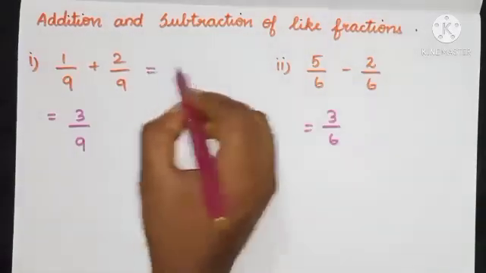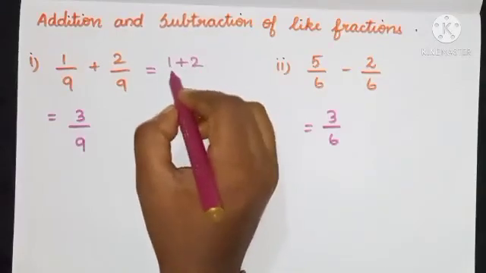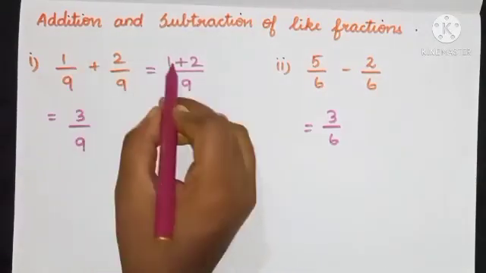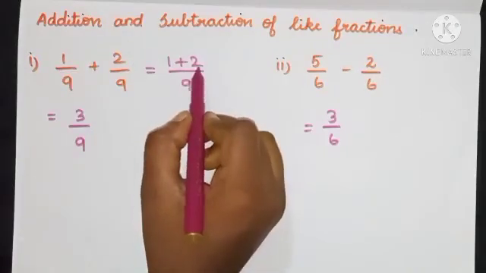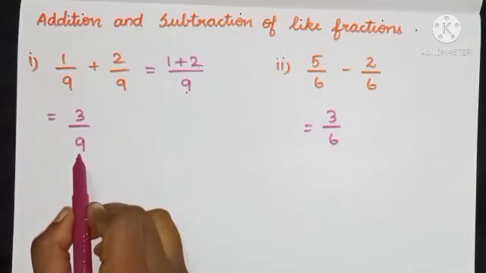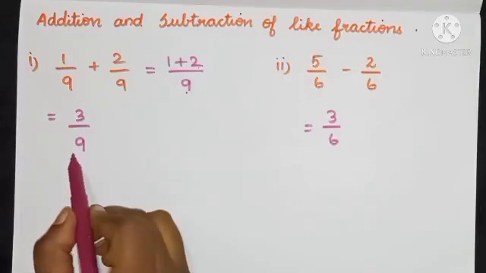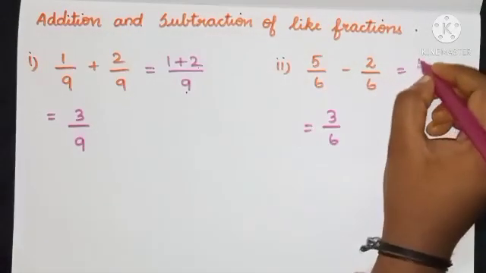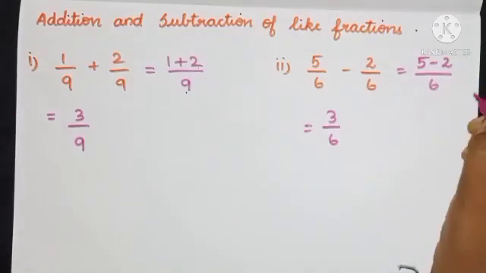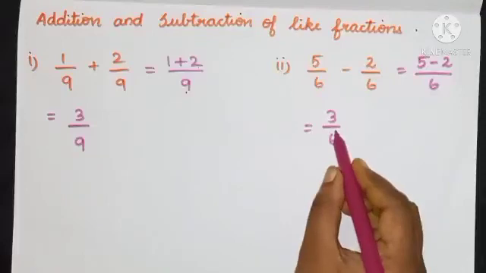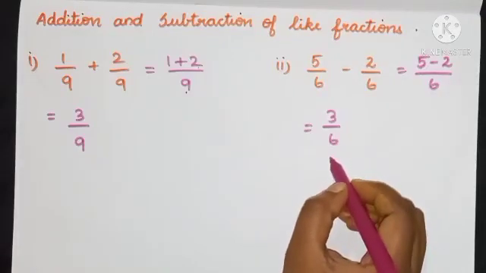Students, first you have to add the numerator values alone. Here the numerator values are 1 and 2. That is 1 plus 2 divided by 9. 1 plus 2 is 3 and the denominator value is 9. To find the subtraction, you have to subtract the numerator values alone. 5 minus 2 is 3 and the denominator value is 6.